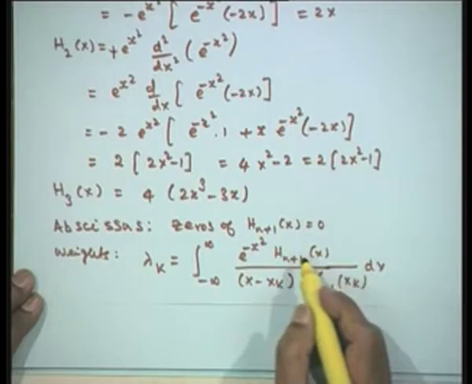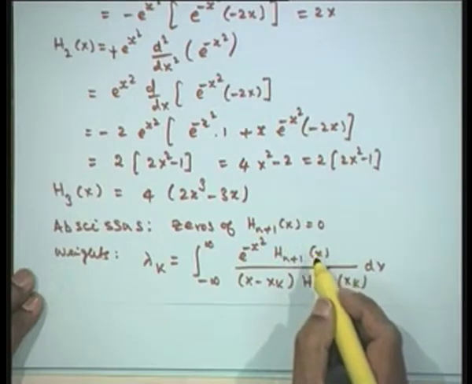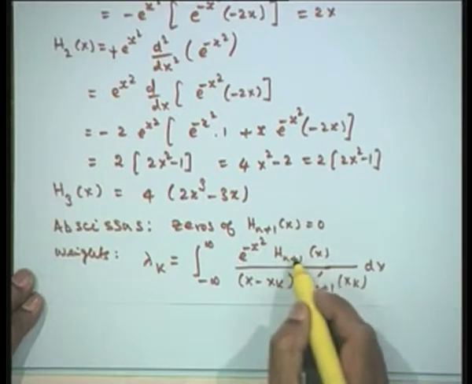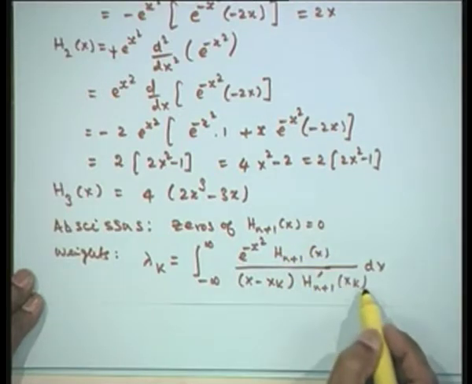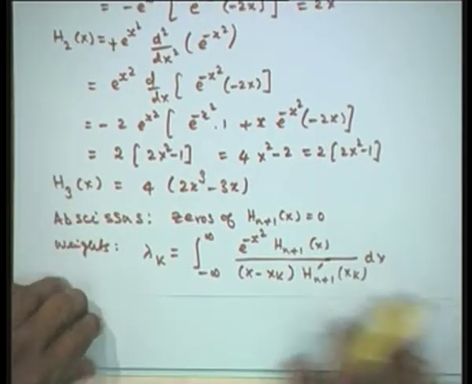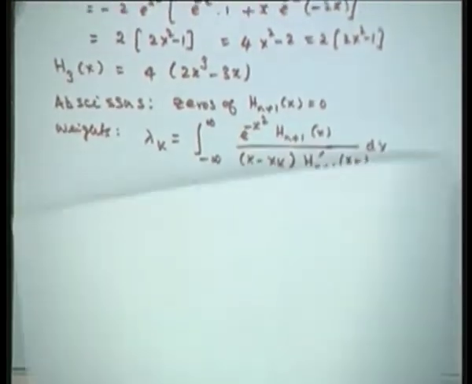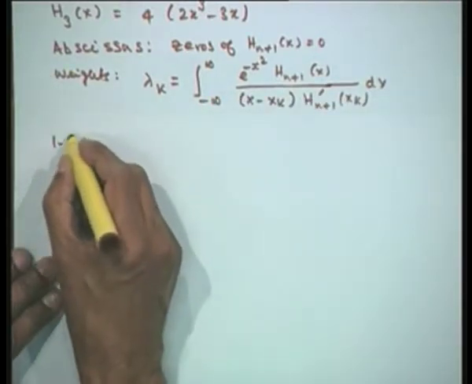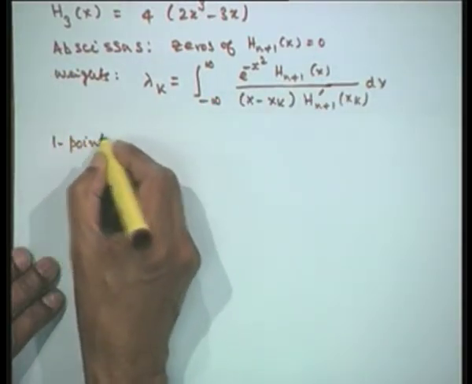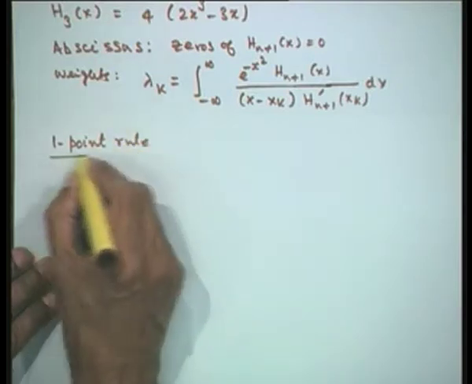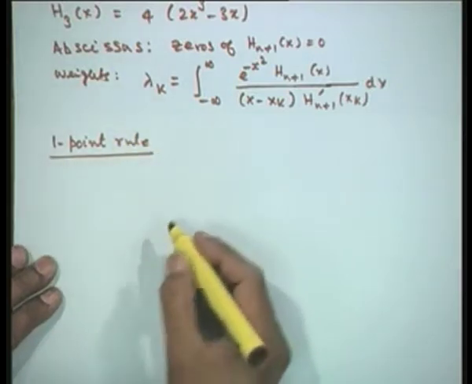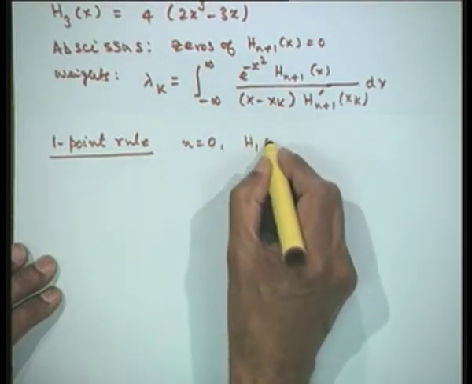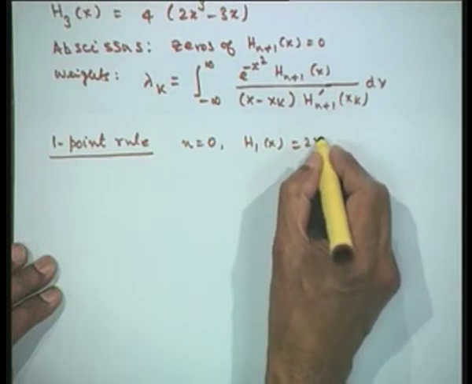We have been using all through, whether it is Legendre, Chebyshev polynomials or the Laguerre formulas, we have been using this as p n plus 1 and this is p n plus 1 prime of x k. Now, let us obtain few rules. So, let us use this and write down the 1 point rule, 2 point rule and 3 point rule. So, let us take 1 point rule, that means n is equal to 0, h1x is equal to 2x we have taken.